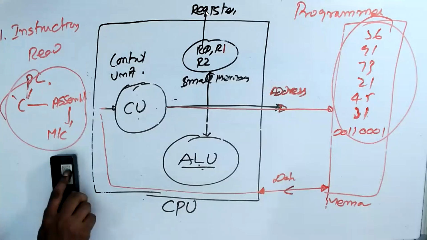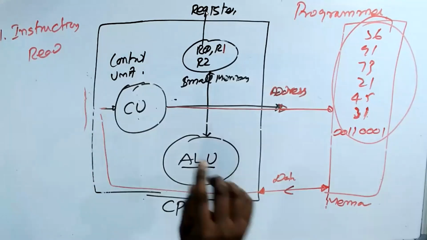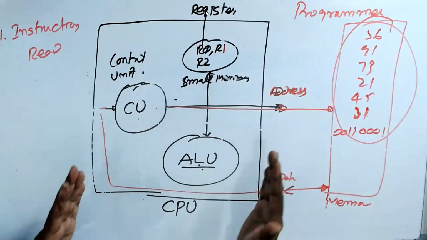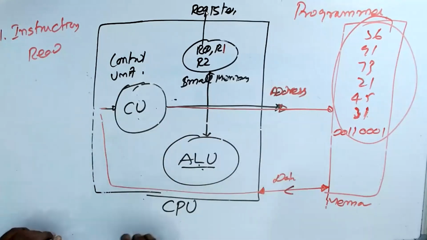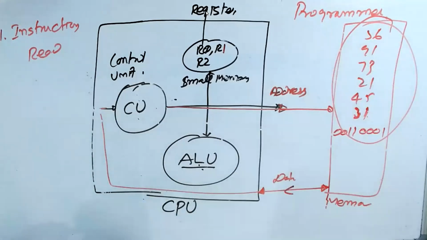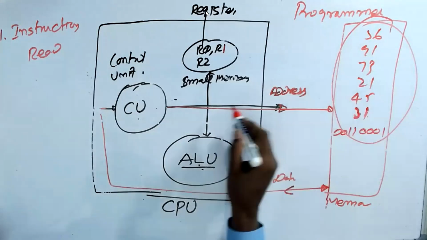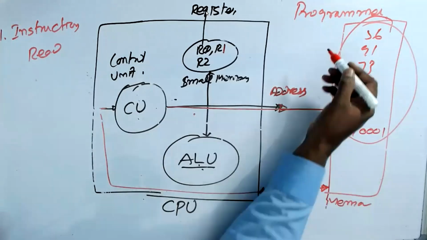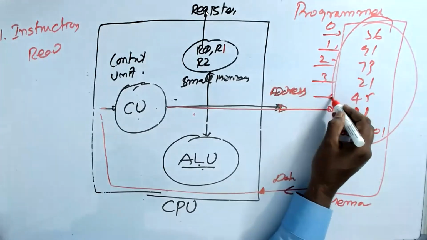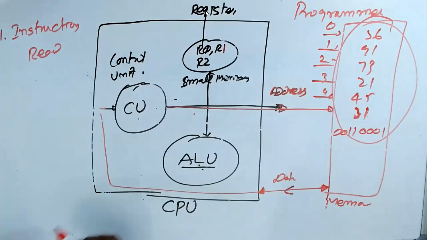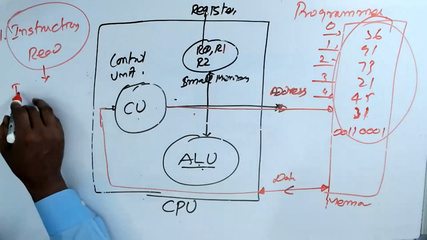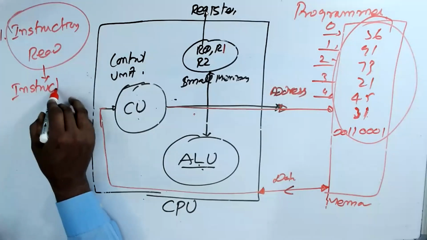So the microprocessor does not know what to do. It knows only how to do things. What to do is there in the memory. From there, the microprocessor reads one by one, at 0, 1, 2, 3, 4, like that. This is called instruction read, or people call it instruction fetch.